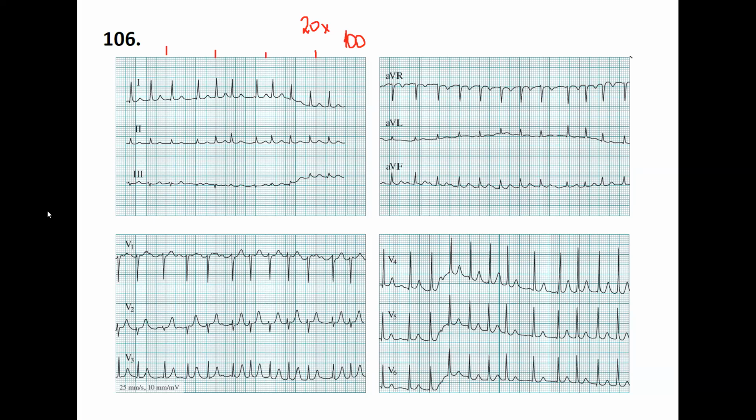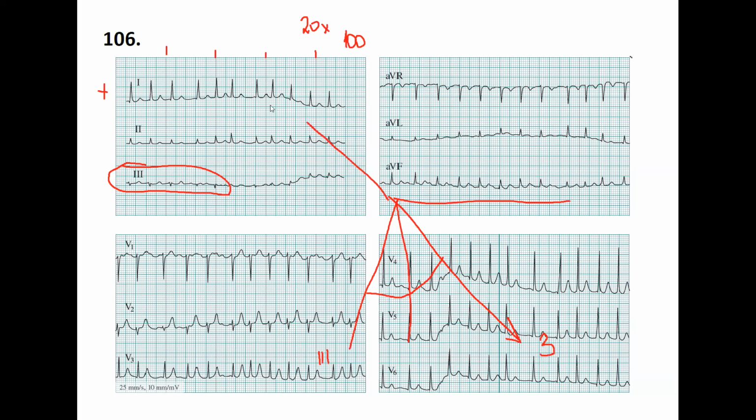In terms of the heart axis, we see that lead 3 seems to be the one with the lowest amplitude QRS complex. It means the axis is perpendicular to lead number 3. So that would be AVR more or less, which would be about plus or minus 30 degrees.